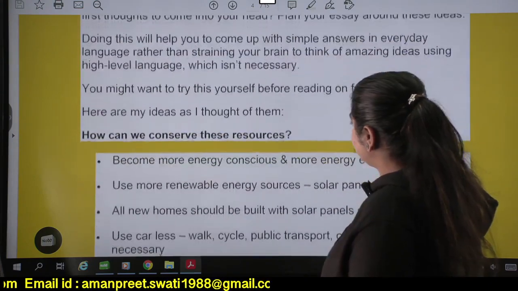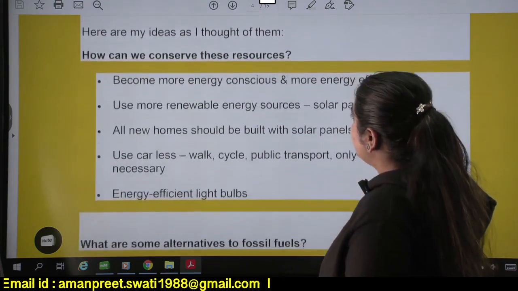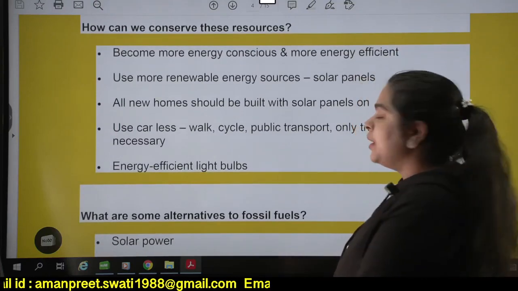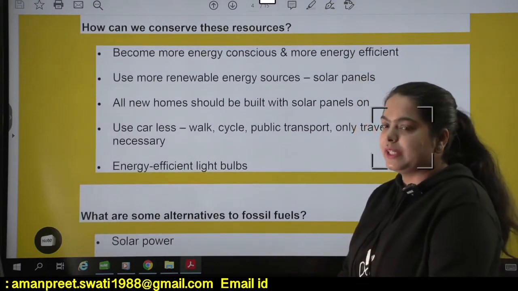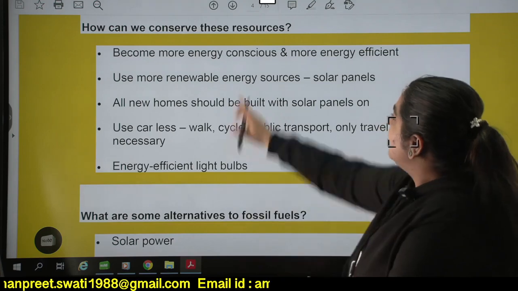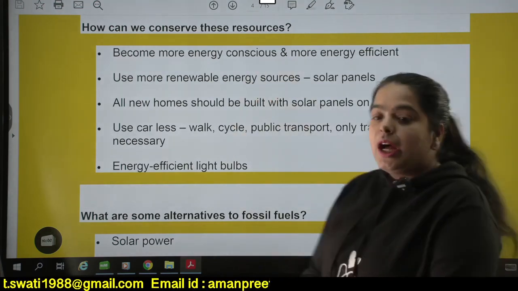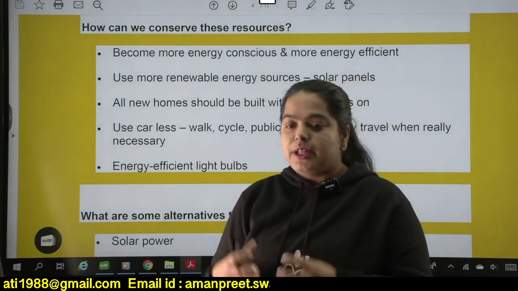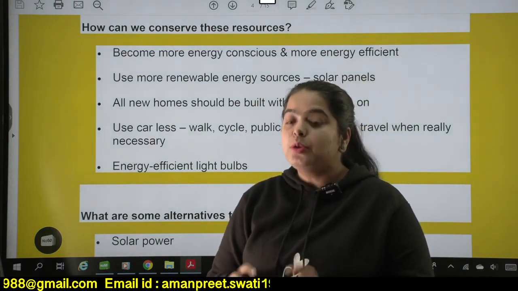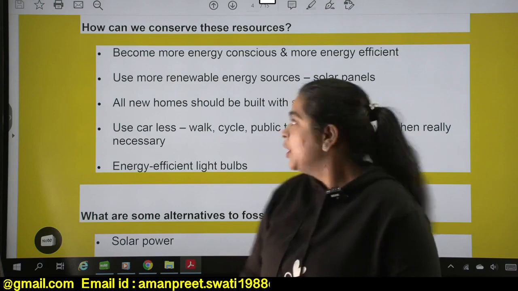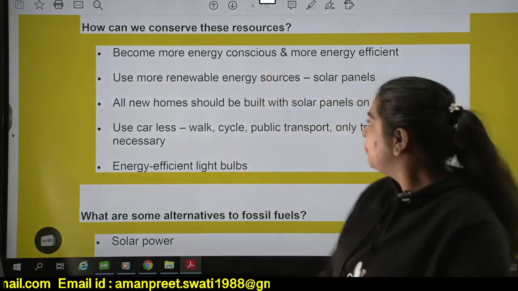So, how can we conserve these resources? What are the various ways with the help of which we can actually conserve the resources? Become more energy conscious and more energy efficient. You can be efficient in energy if you are thorough with the thing, right? So that means you're conscious about it.